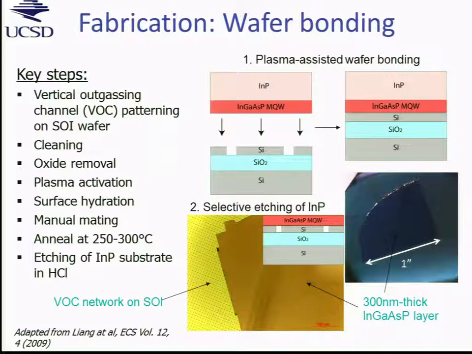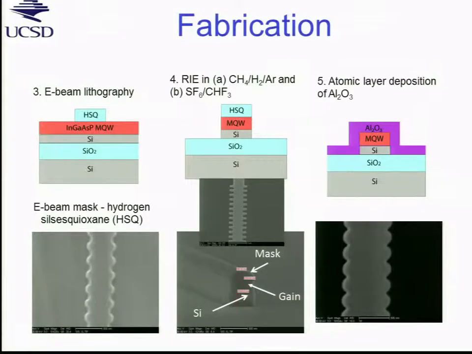The fabrication steps, we start from wafer bonding. We basically adopt the technique developed by the Santa Barbara group led by John Bowers. I'm not going to go through the details. I'll only make one comment that the toughest part is to clean the surfaces. The rest is semi-trivial. Then we do e-beam lithography. Then we apply 2 chemistries in RIE to go through the InGaAsP and silicon and cover it using atomic layer deposition with aluminum oxide to remove heat from the laser.